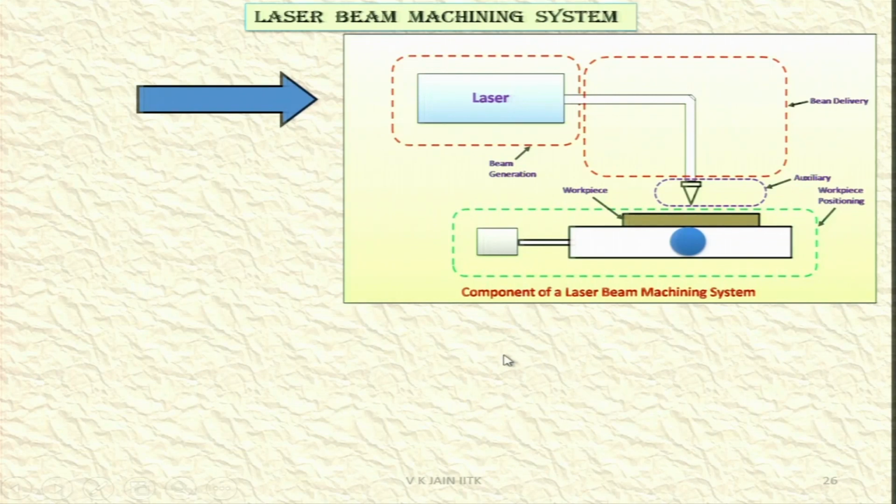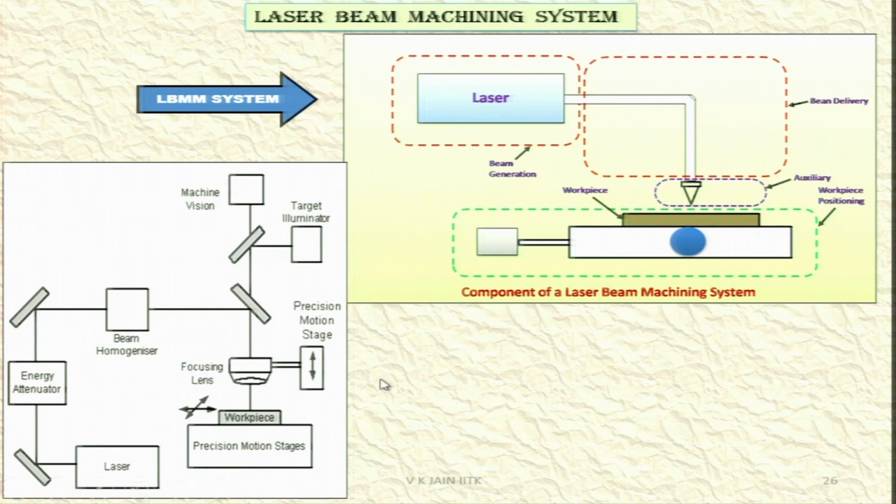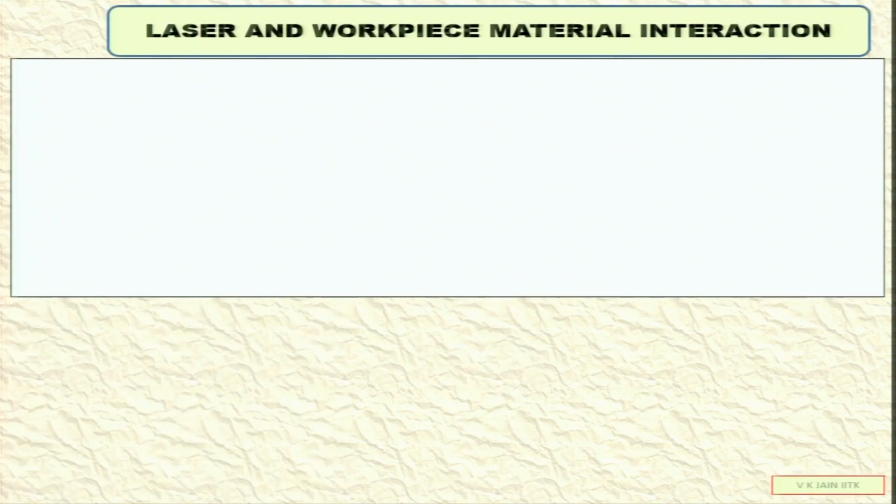So this is a schematic diagram. You have the laser and you get the beam generation. The workpiece is here. You can travel the beam or workpiece in x direction as well as y direction with the help of the motor, auxiliary, and workpiece positioning system. Some other line diagrams are given over here. Machine vision is there, target illuminators are there. Most of the things we have already seen. Focusing lens is there, workpiece is there. Precision motion stages you will have so that it can move precisely in x, y directions. Laser and working material interaction.